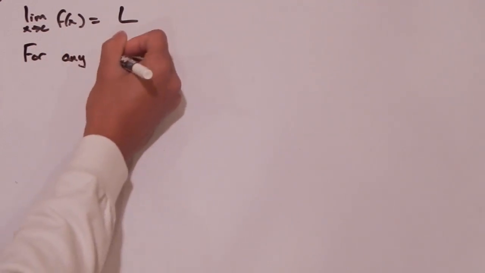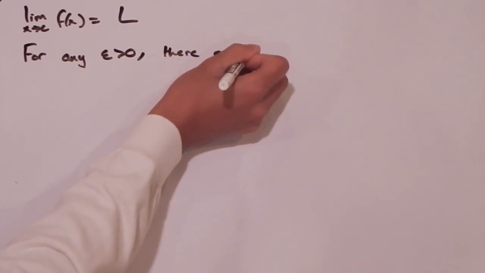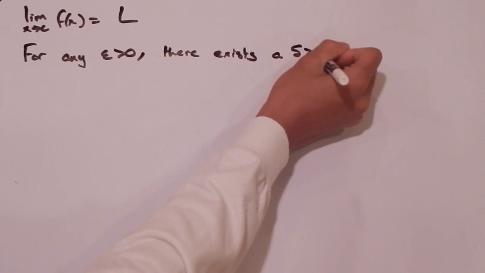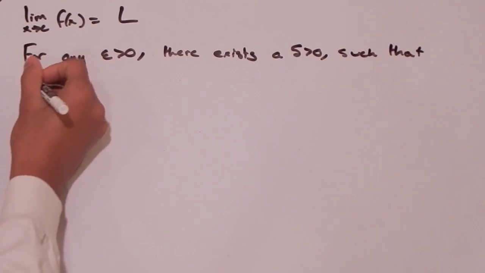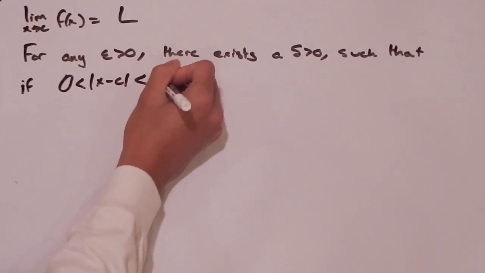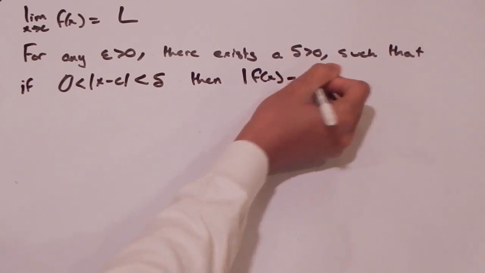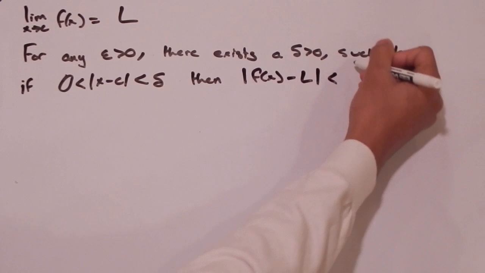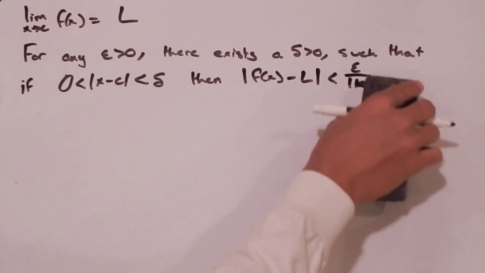So what does this tell us? Well, we're going to use our epsilon delta definition. We know that for any epsilon greater than 0, there exists a delta greater than 0 such that if 0 is less than the absolute value of x minus c is less than delta, then the absolute value of f of x minus L is less than epsilon over the absolute value of k, or constant k.